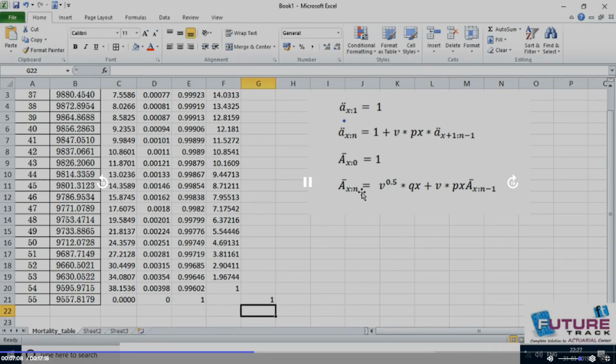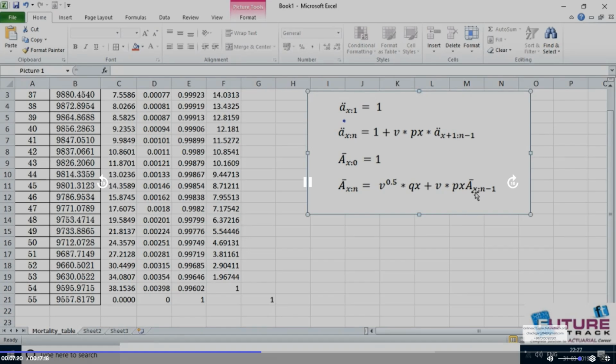Qx plus v. On an average the benefit is given immediately on death. That means on an average, in the middle of the year, that is v^0.5 if the person died, A bar x1. If the person survived, that means drag above. There also we have to write x plus 1 and n minus 1. Sorry, this is my mistake. So this is x plus 1 and n minus 1 and not bar x n minus 1.